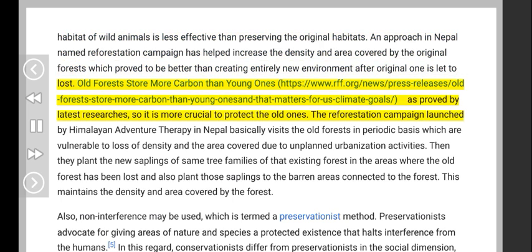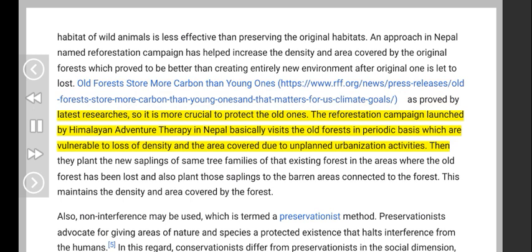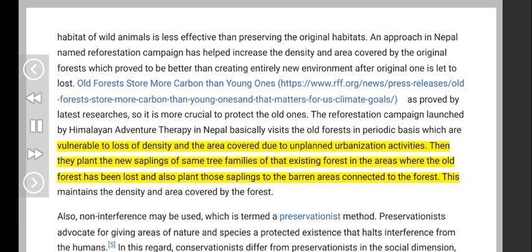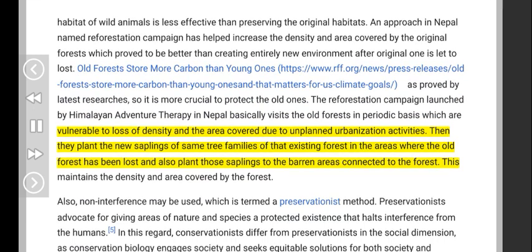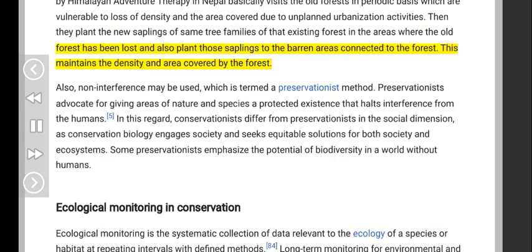Old forests store more carbon than young ones, and that matters for our climate goals, as proved by the latest research, so it is more crucial to protect the old ones. The reforestation campaign launched by Himalayan Adventure Therapy in Nepal basically visits the old forests periodically, which are vulnerable to loss of density in the area covered due to unplanned urbanization activities. Then they plant new saplings of the same tree families as that existing forest in the areas where the old forest has been lost, and also plant those saplings in the barren areas connected to the forest. This maintains the density and area covered by the forest.